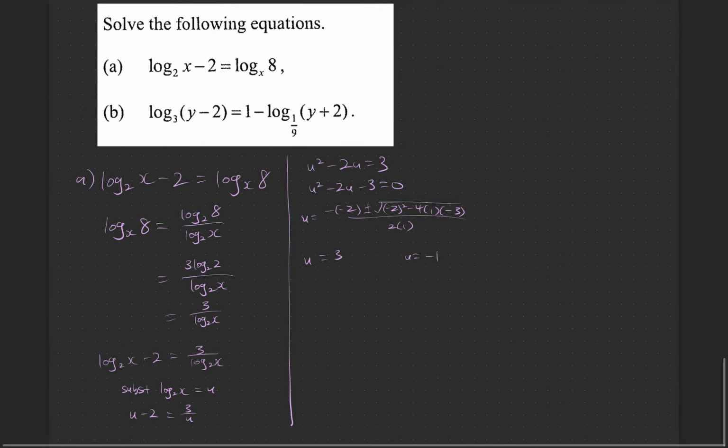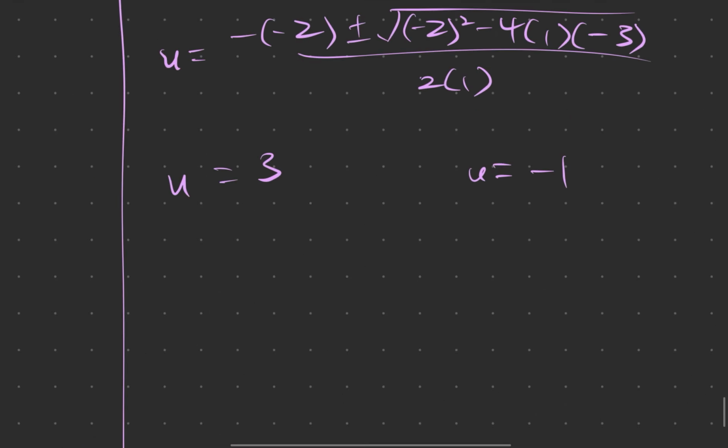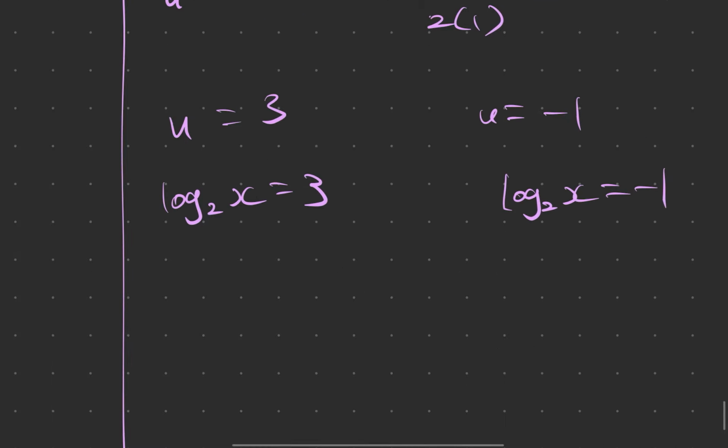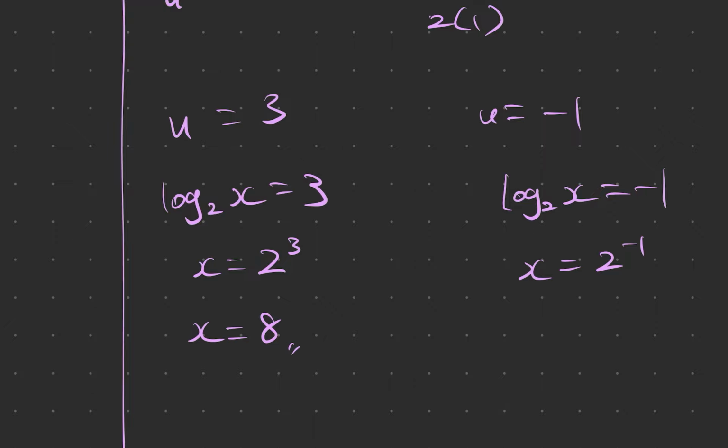And then the original value was log base 2 of x. So log base 2 of x equals 3, and log base 2 of x equals negative 1. So therefore, x can equal 2 cubed, or x can equal 2 to the power negative 1, and that will give us x equals 8, or x equals a half.